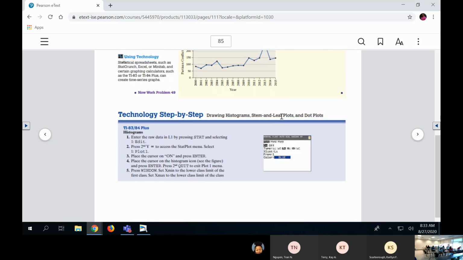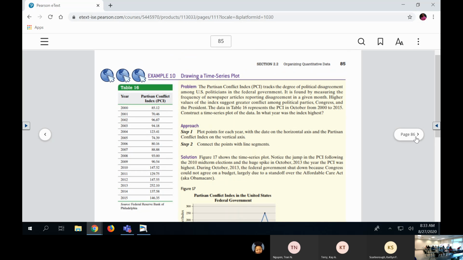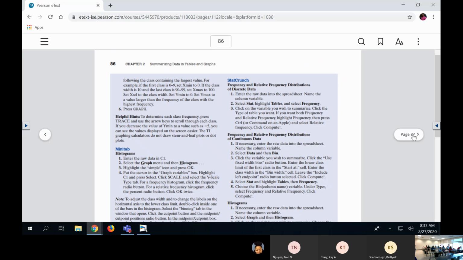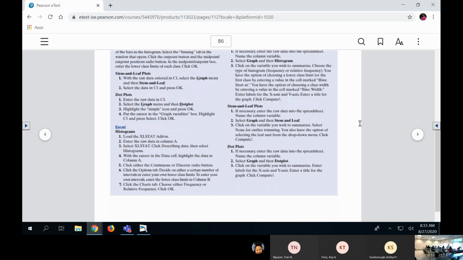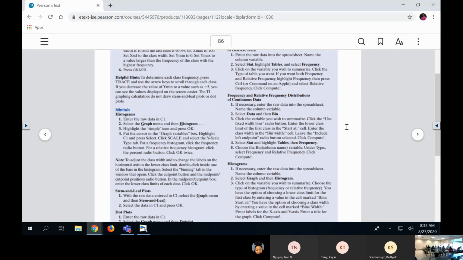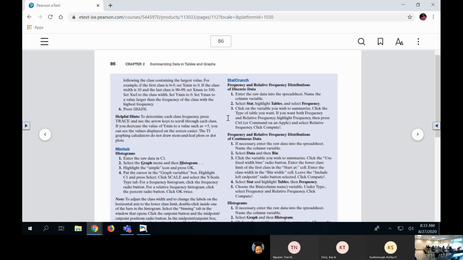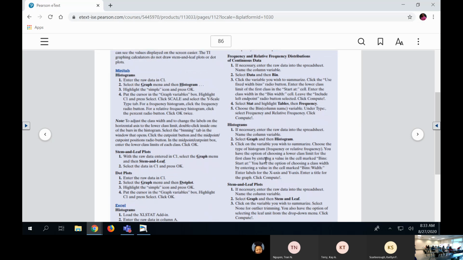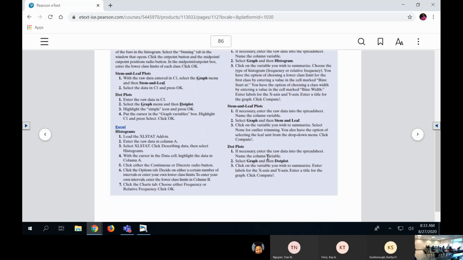And that's probably the end of 2.2. Yep, that's the end of 2.2. You even got a little refresher page at the end. That's neat. Gives you a little bit of everything. Tells you how to do it in Excel. I'll show you how to do that later.